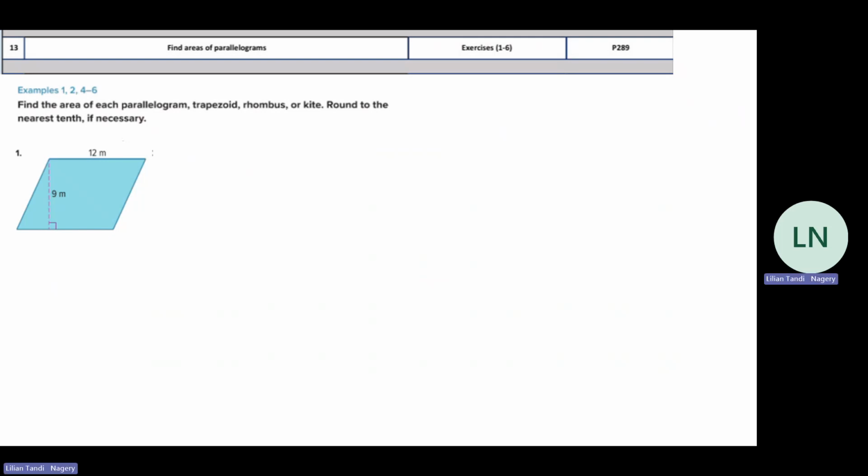Let us continue. In this question, it is asking us to find the area of this shape. What's the name of this shape? The shape is a parallelogram. Okay, so formula for area. Area of parallelogram equals base times height.